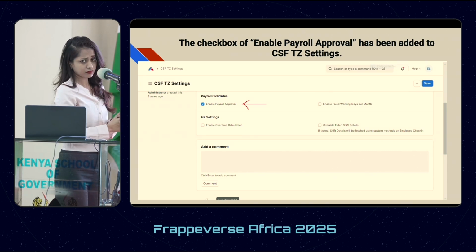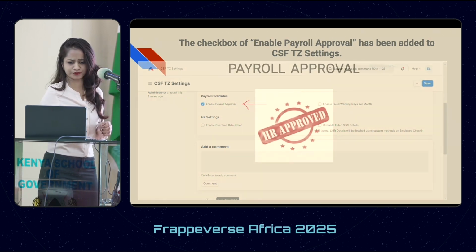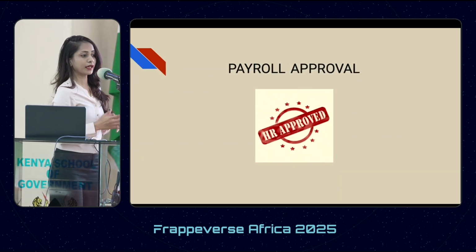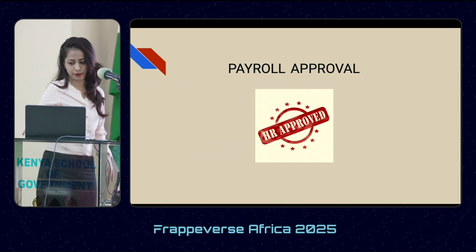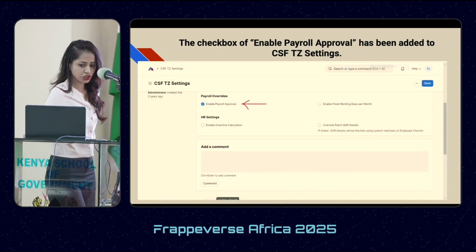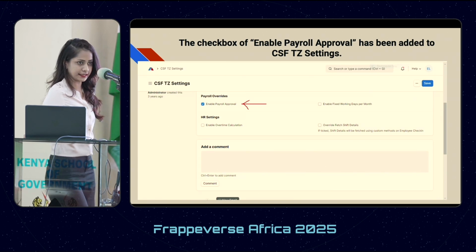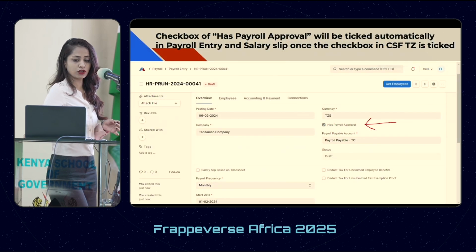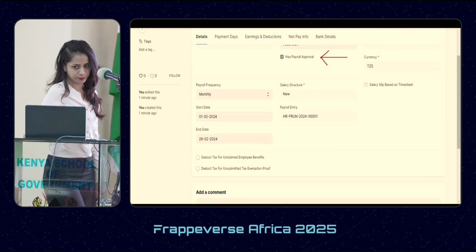stages of approval. And since a lot of salary slips will be connected to the payroll entry, it will require a lot of effort to go through each salary slip and approve it. Hence this feature of payroll approval. To enable this feature, a checkbox of Enable Payroll Approval has been added to CSF TZ settings, which once ticked will automatically tick the Has Payroll Approval button in the payroll entry and in the salary slip.